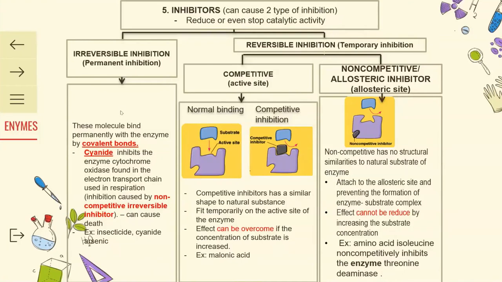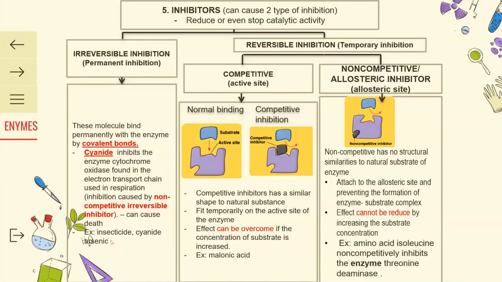Okay, next we look at irreversible inhibition. Irreversible inhibition is a permanent inhibition. It means the inhibitor binds permanently with the enzyme by covalent bond, and it will permanently affect the enzyme. Then the enzyme will become denatured, and it loses its catalytic properties. For example, cyanide inhibits the enzyme cytochrome oxidase, which is found in the electron transport chain used in respiration. This inhibition is caused by non-competitive irreversible inhibition and can cause death.